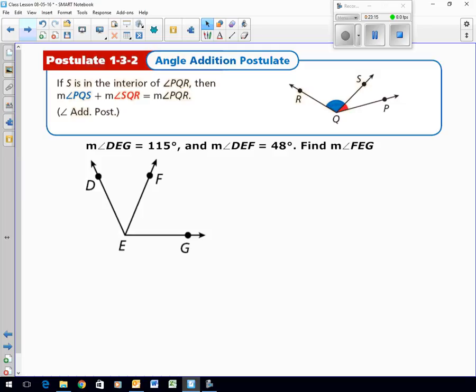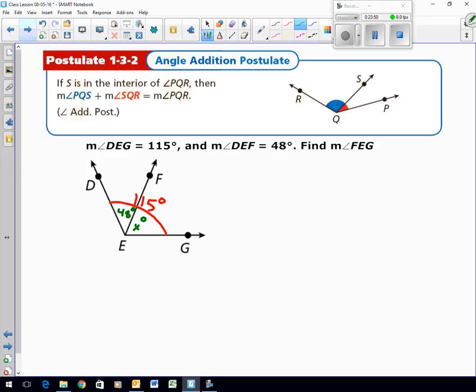Not that hard, right? In this example that I've given you, the measure of DEG, the whole angle, is 115 degrees. DEF, just the smaller angle, is 48 degrees. How do I find FEG? That's the question. Okay? You do it a couple ways, right? You'll see how it's the exact same setup as the line segment, right?